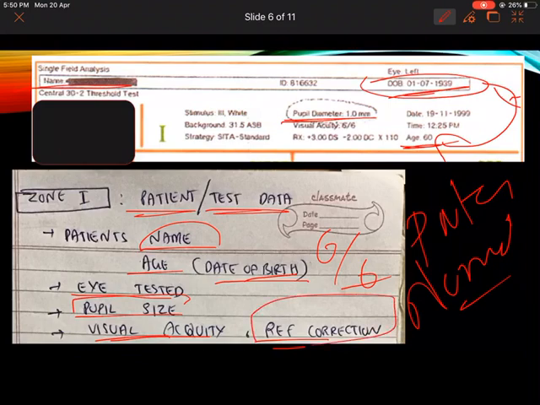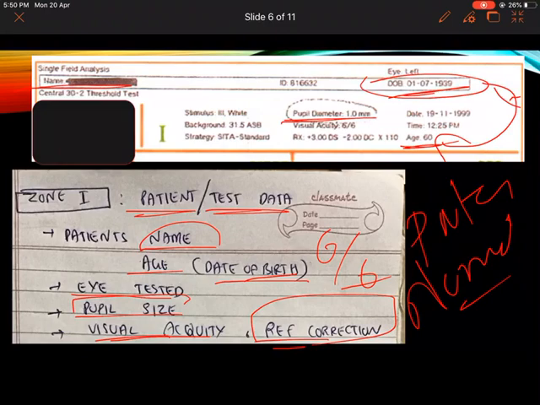Coming to refractive correction, if the patient has any refractive error, it will reduce the amount of light entering the eye. If the patient has refractive error and proper refractive correction is not given, the amount of light entering the eye will be distorted, and there will be generalized depression in the sensitivity data. So these are the important things about the patient's data.